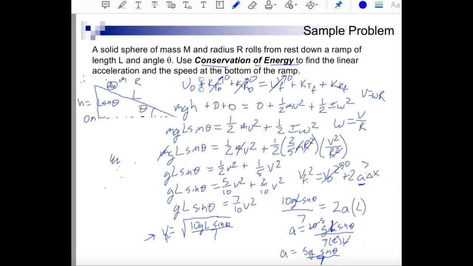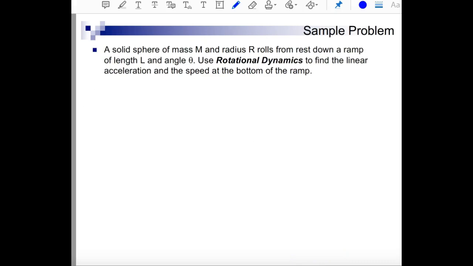Next thing they want us to do is do the same problem, but this time they want us to use rotational dynamics. So I'm glad that that came up with that line there. That should help out a bunch. Same thing again, we've got our sphere. We do have a line going down. This has mass m, and it has a radius from here over r. We have L again, and we also have our angle theta.